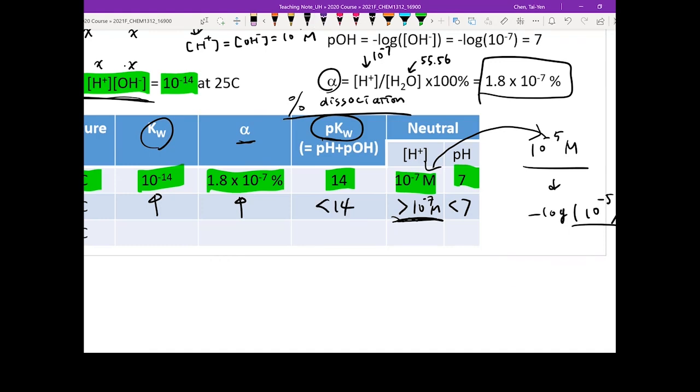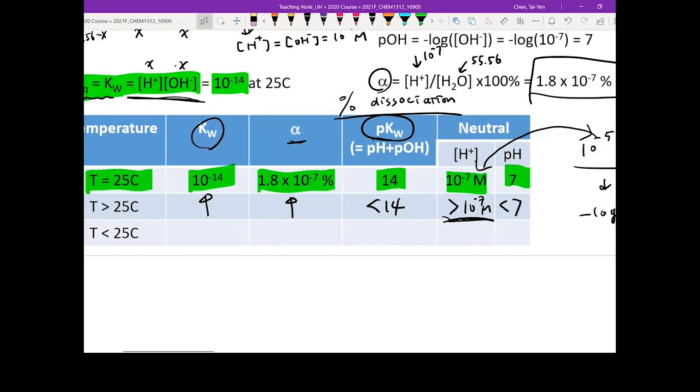So those are the things you have if the temperature increases, and all these parameters will change accordingly. If you go to a temperature that is less than 25 degrees C, it's the opposite. So the proton concentration will decrease, to smaller than 10 to the negative 7, pKw will be larger than 14, and the pH will be larger than 7.